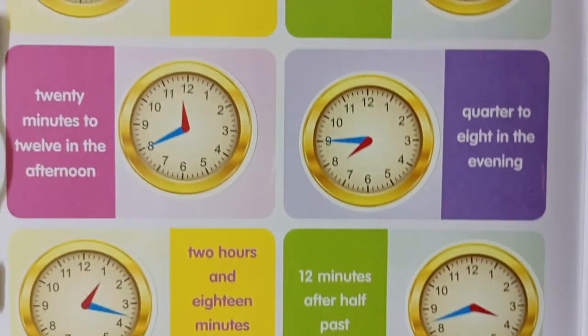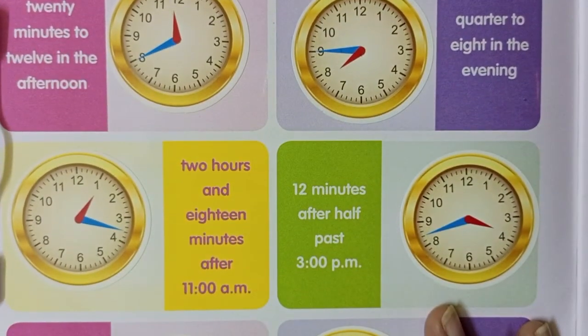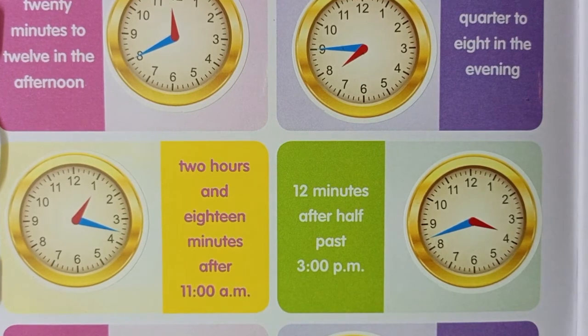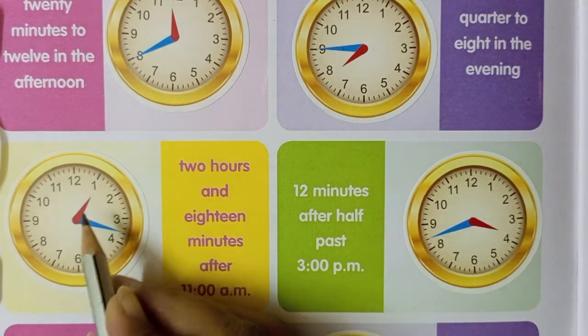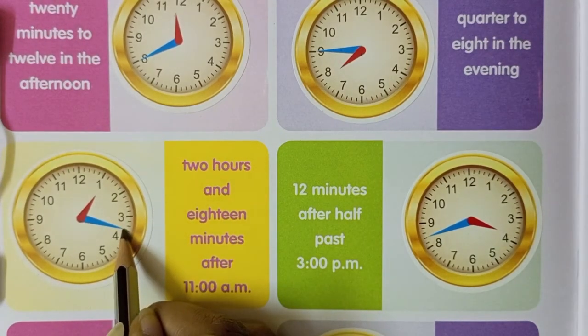Next one. 2 hours and 18 minutes after 11 a.m. From 11 o'clock, 2 hours after. So 11, after 12, and again 1. So the time is 1 hour 18 minutes. So 1 o'clock 18 minutes.